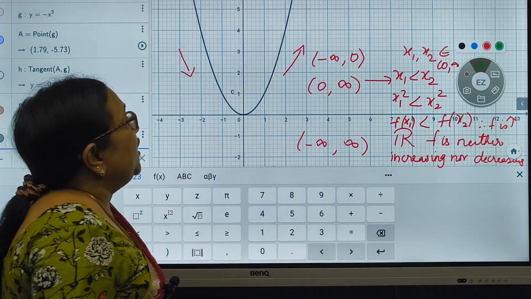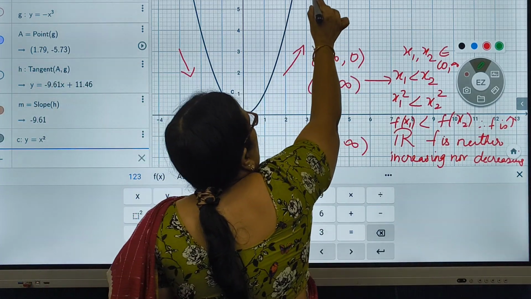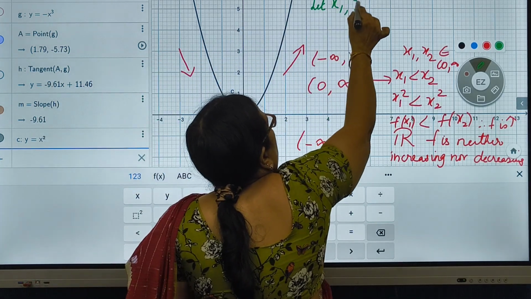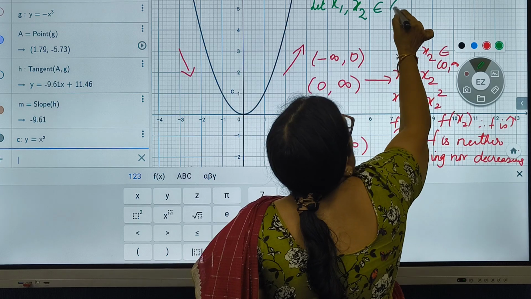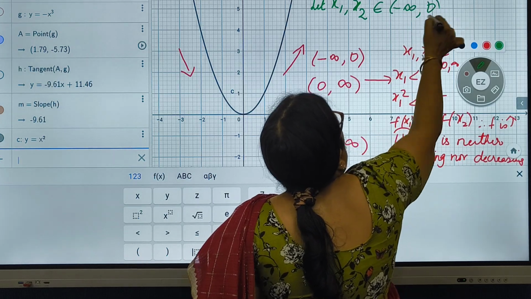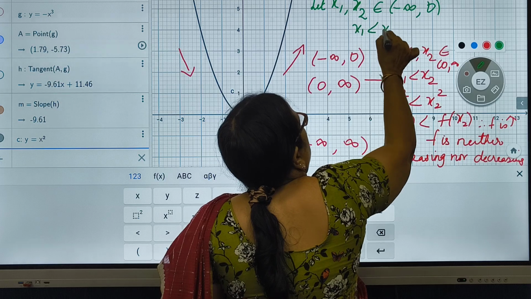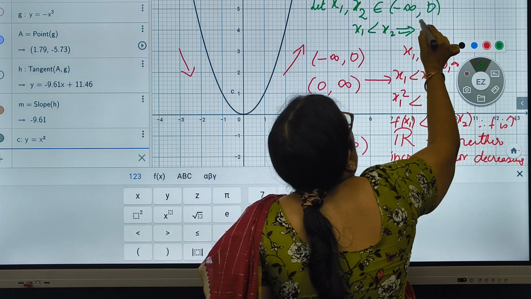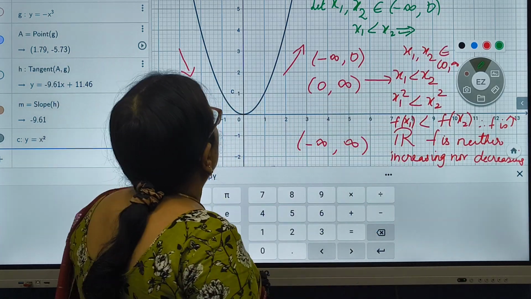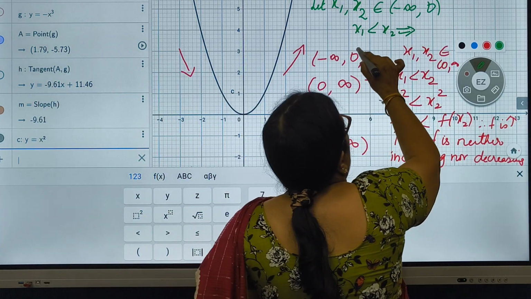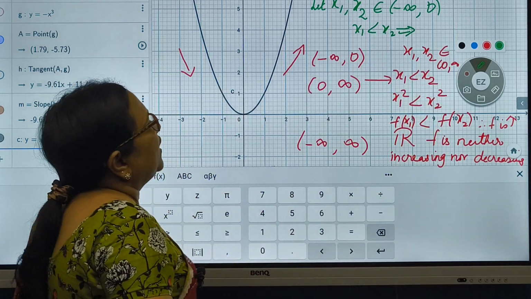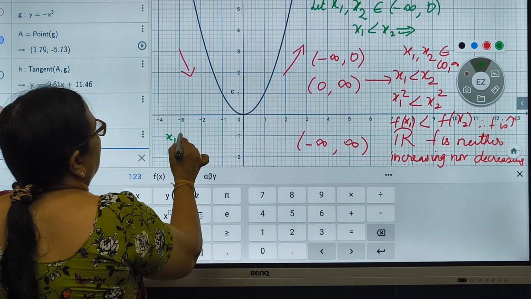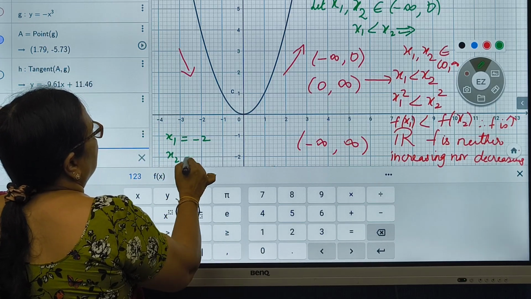Okay. Now, if I take minus infinity to 0, so that is this side. I am choosing values x1 comma x2 belong to minus infinity comma 0. Now, x1 less than x2, what will happen? What can you say about f of x1? x1 is negative. For example, my x1 can be minus 2. x2 can be minus 5.